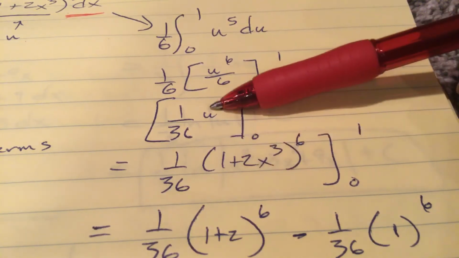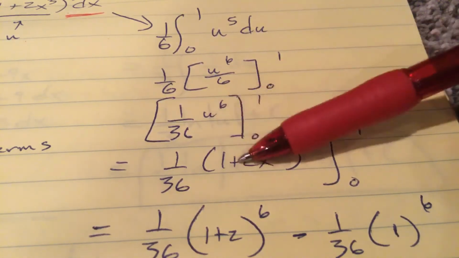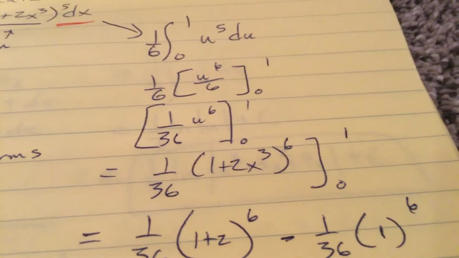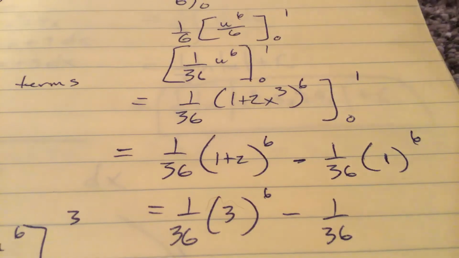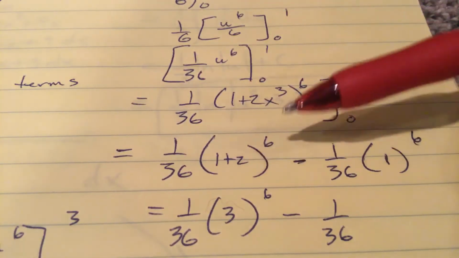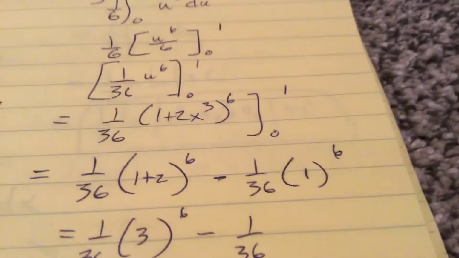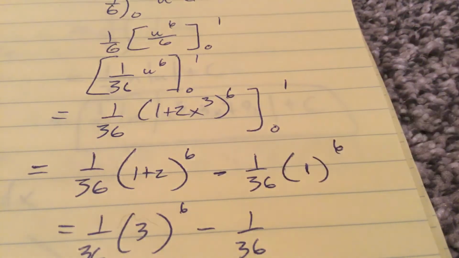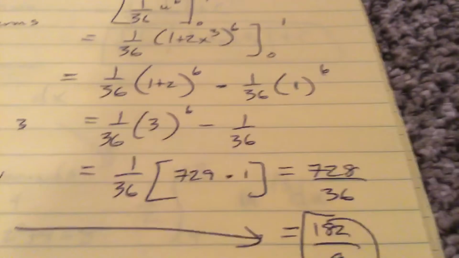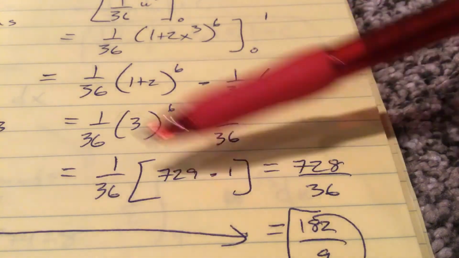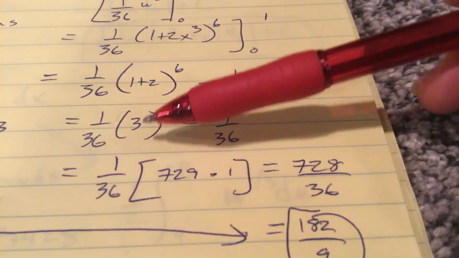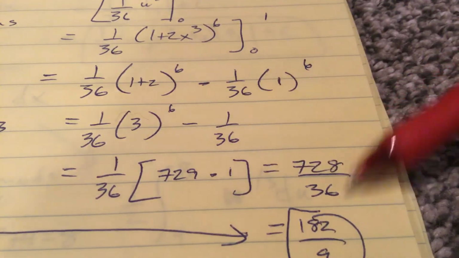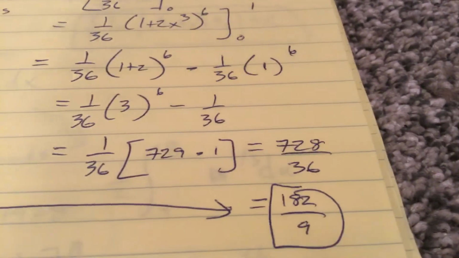I got to substitute this in for u. Then I'm going to plug 1 in. If I plug 1 in, I get 1 plus 2, raised to the 6th, minus, if I plug 0 in, 1 to the 6th. I can factor out that 1 over 36. 3 to the 6th should be 729, minus 1. Get that over 36, which is 182 over 9.